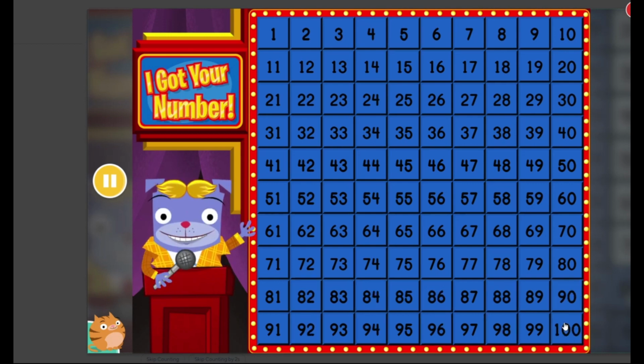Guacamole! Moving on, count by fives, starting with the number five.